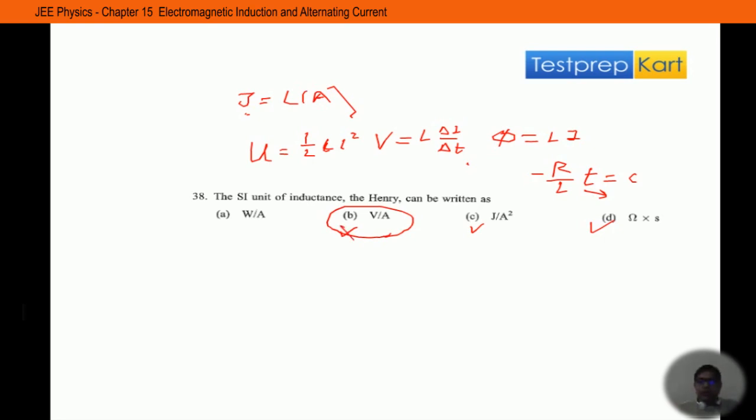Because V equals L delta I over delta T, so this is volt second upon ampere. So there must be second also, so this is not right. And second, watt per ampere, it is the correct option. So options A, C and D are correct for SI unit for inductance.